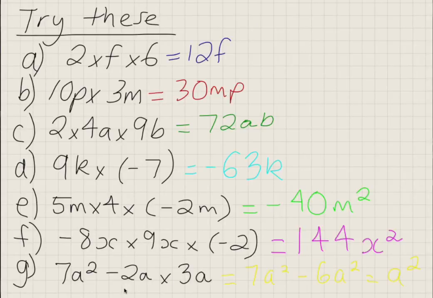Okay, so those are your final answers there. You can see part G was a little bit difficult. You had to multiply first using BIDMAS. 2 3s are 6. Then we're left with 7a squared minus 6a squared, which is just a squared.